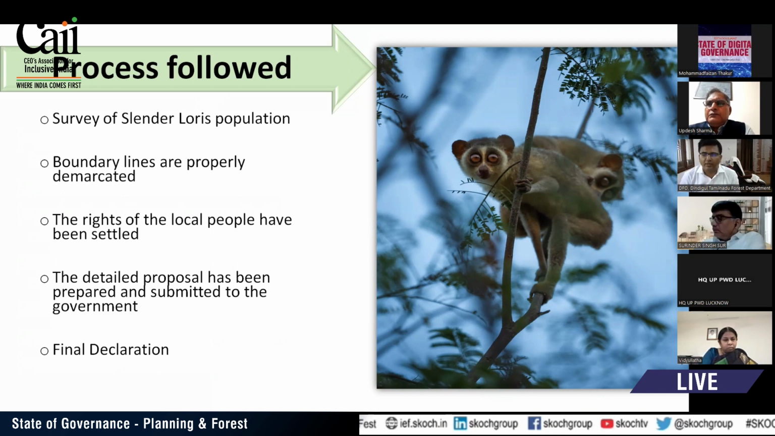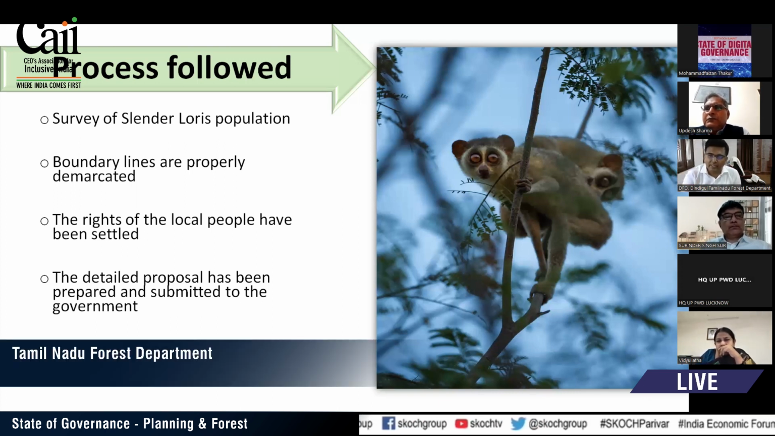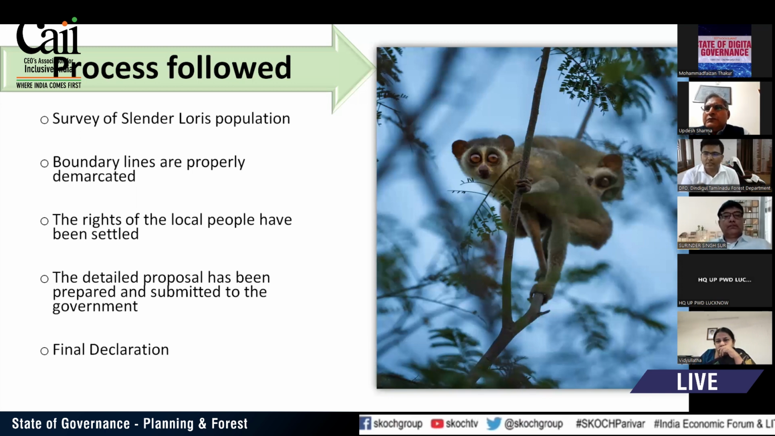Since this is a nocturnal animal, we can't sight these animals during the daytime. We planned the survey at night, starting from 7 p.m. in the evening till 1 a.m. in the night. In this detailed survey we traveled around 370 kilometers and found the abundance of slender lorises in these 15 reserve forests of Dindigul and Karur districts. Finally, we concluded that there were 1,172 direct sightings of slender lorises in these identified reserve forests in Karur and Dindigul districts.